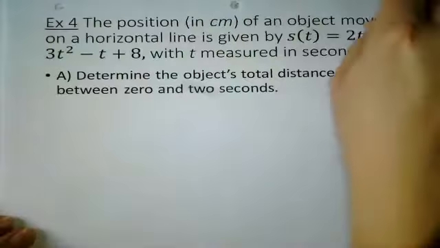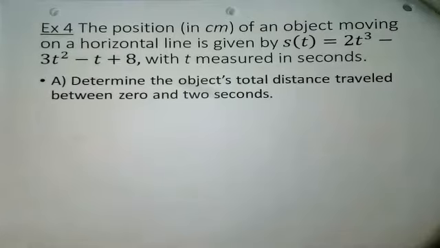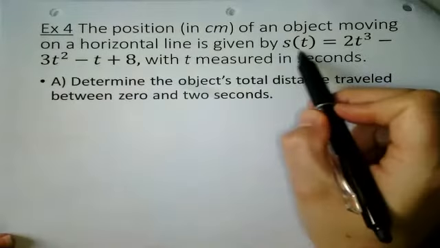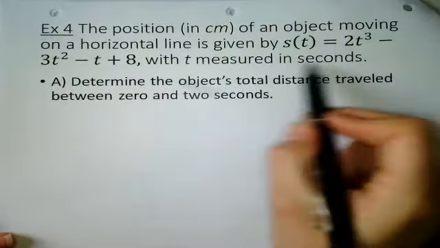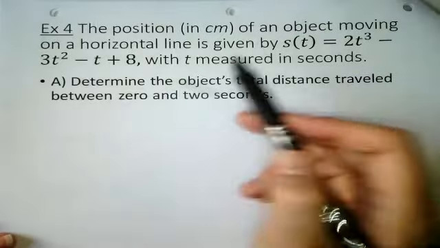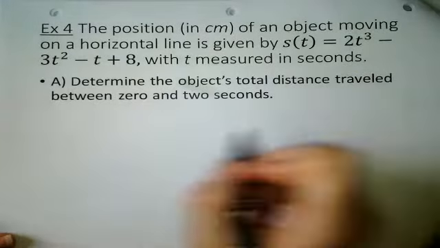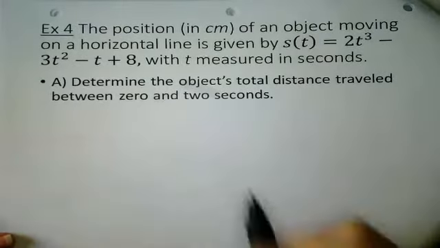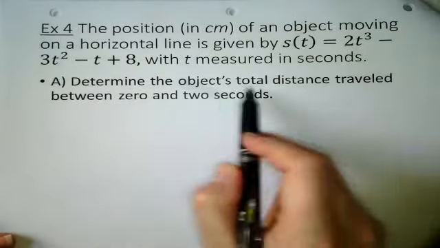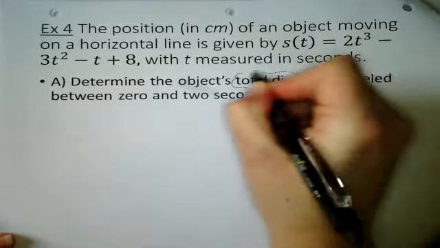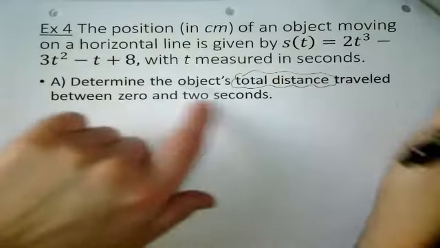Okay. We haven't done one of these in a while, but I think it's just really good to think about. And this one question really takes us through a lot of things. So example 4: the position in centimeters of an object moving on a horizontal line is given by s(t) equals yada, yada, yada, with t measured in seconds. So again, this is some particle moving on a horizontal line, doing this crazy cubic pattern, swooping back and forth. We want to determine the object's total distance traveled between 0 and 2 seconds.